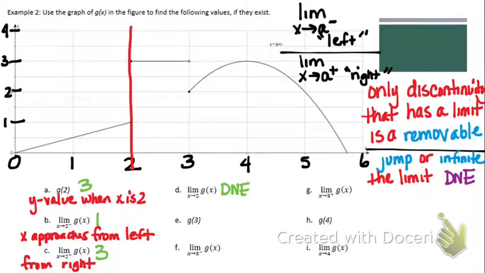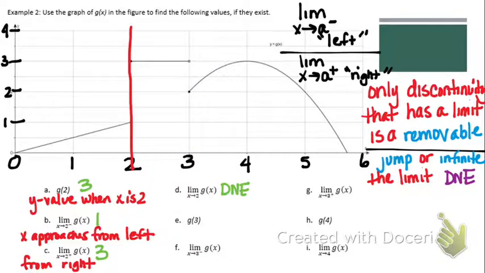So the only time you have a limit at a number is if the left side and the right side are in agreement. So if we're not in agreement, then we can't reach a conclusion of what the limit at 2 is. All right, let's look at number 3.